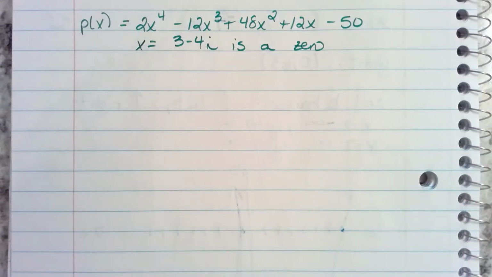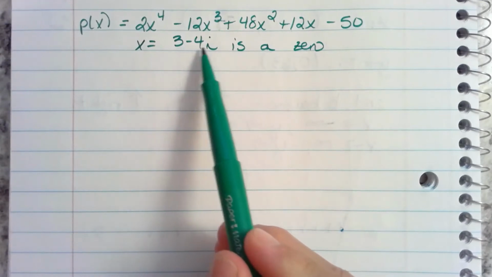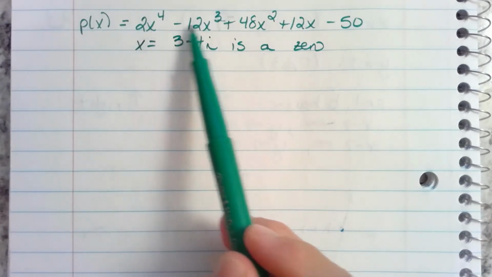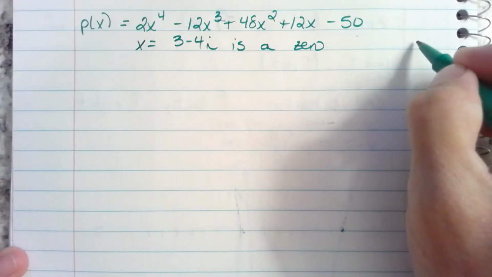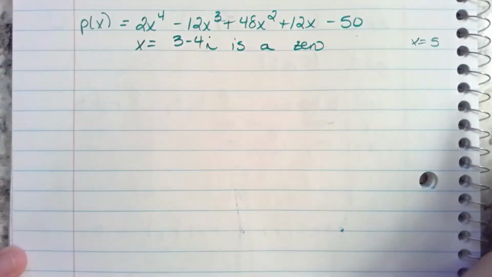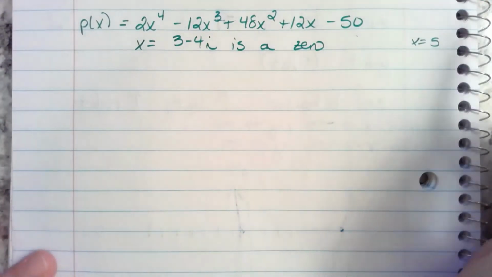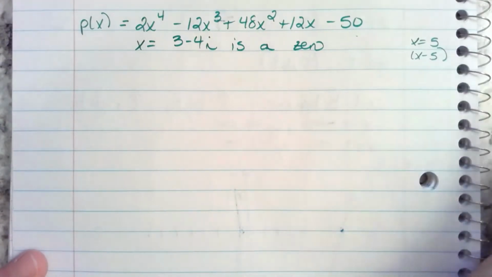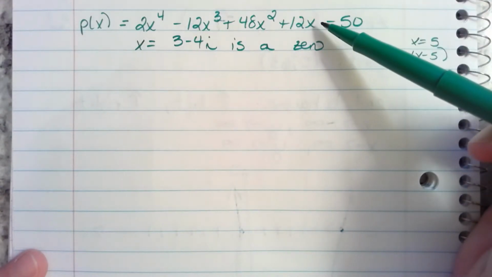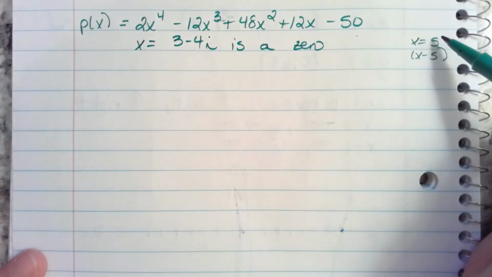In this problem, we were asked to find the remaining zeros if we know that 3 minus 4i is a zero for this polynomial. To do that, we need to remember, if I told you that x equals 5 was a zero, I just made that up, I'm not saying that it is. But what if x equals 5 is a zero? That means that x minus 5 is going to be a factor of that, right? So we would just use the 5 in synthetic division and see if it gives us 0.